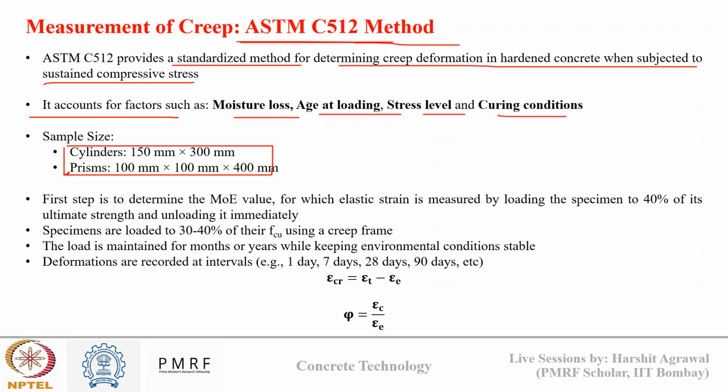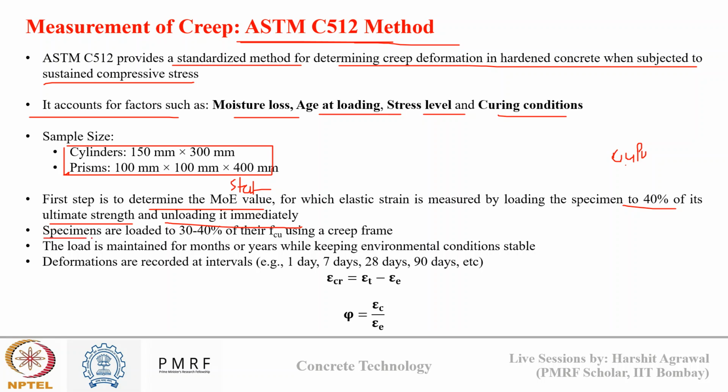Now, in this method, what is the first step? The first step is to determine the MOE value, for which elastic strain is measured by loading the sample up to 40% of its ultimate load and unloading it immediately. So this MOE is like the static MOE that we have seen earlier. I am loading the sample up till 0.4 Pu, unloading it immediately, and determining the MOE value.